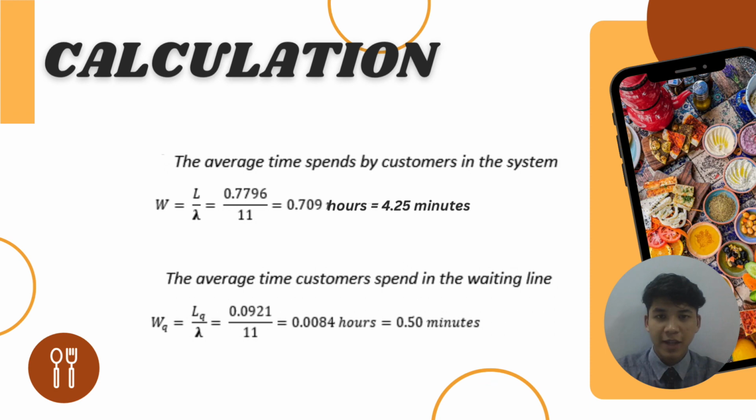And then after we get L and Lq, we need to find W and Wq. W is the average time spent by a customer in the system. Using the formula L over lambda, we substitute L and lambda, and the result is 0.709 hours or 4.25 minutes. And Wq is the average time customers spend in the waiting line. The formula is Lq over lambda, and we substitute Lq and lambda. The final answer is 0.0084 hours or 0.50 minutes.